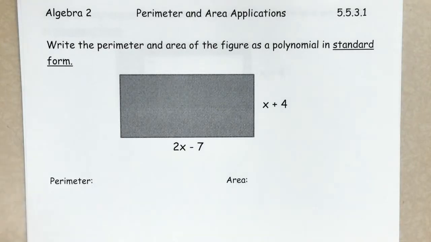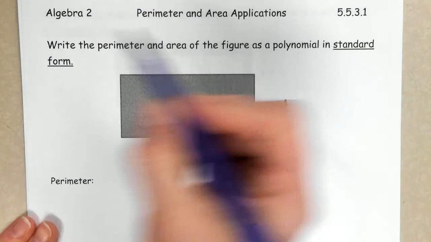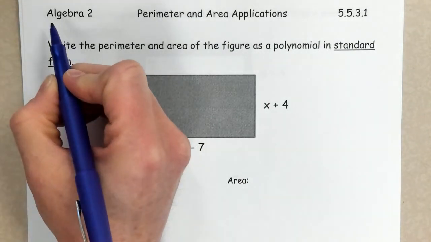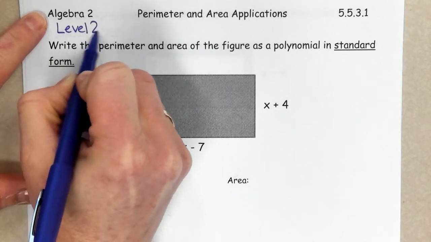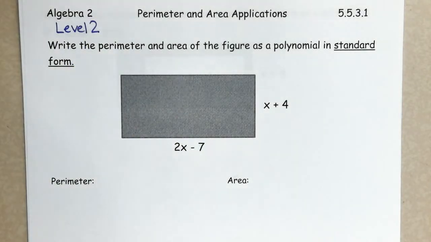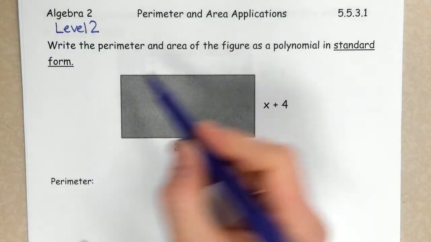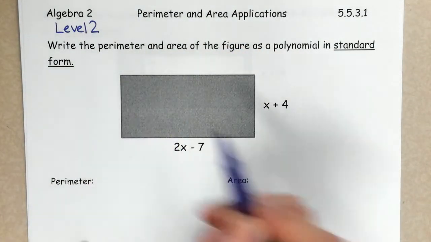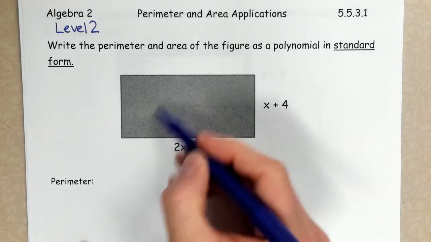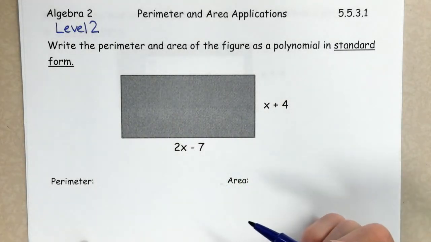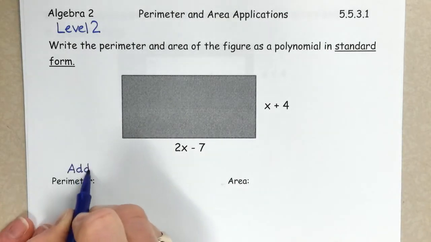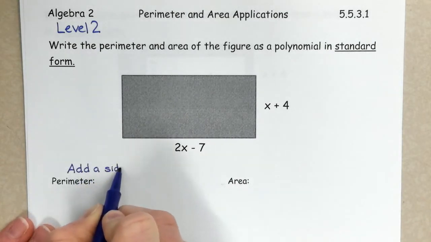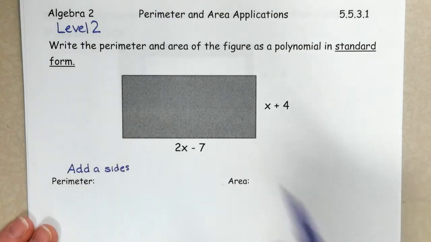Alright, so welcome to level 2, application problems for adding and subtracting and multiplying polynomials. First we're going to deal with area and perimeter. Perimeter, remember, is the distance around a shape, and area is the amount of space the shape takes up. So, in order to find a perimeter, remember to add all sides. And for area, we'll need a formula.